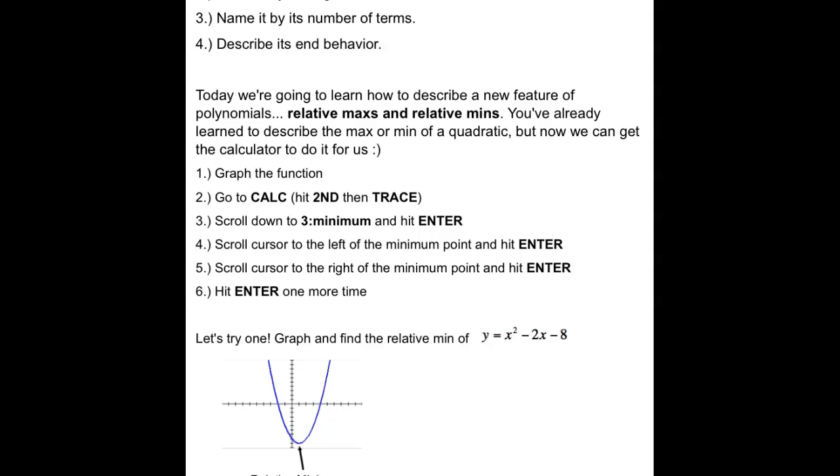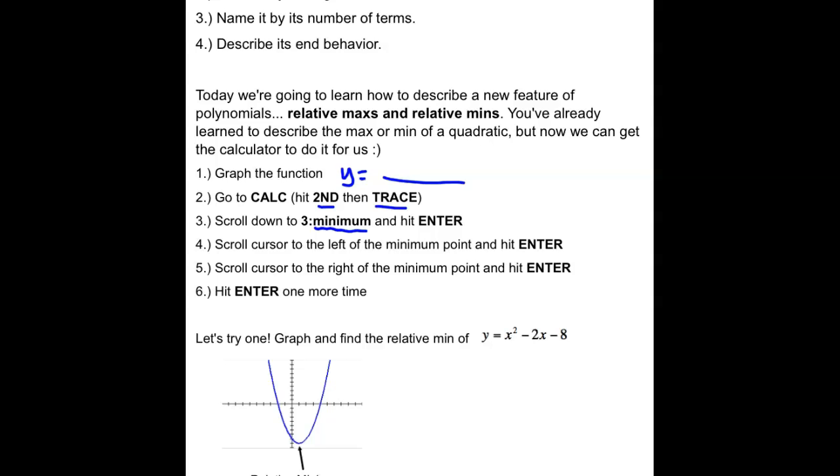All right, so talking through the process, the first step is to graph the function. So we're going to type that in our y equals screen. Okay, and then we are going to look at our graph. The next step would be to go to our calc key on our calculator. So we hit second and then the trace key. We'll work through this in just a second. And then we're going to choose the minimum or the maximum depending on what we're trying to find.